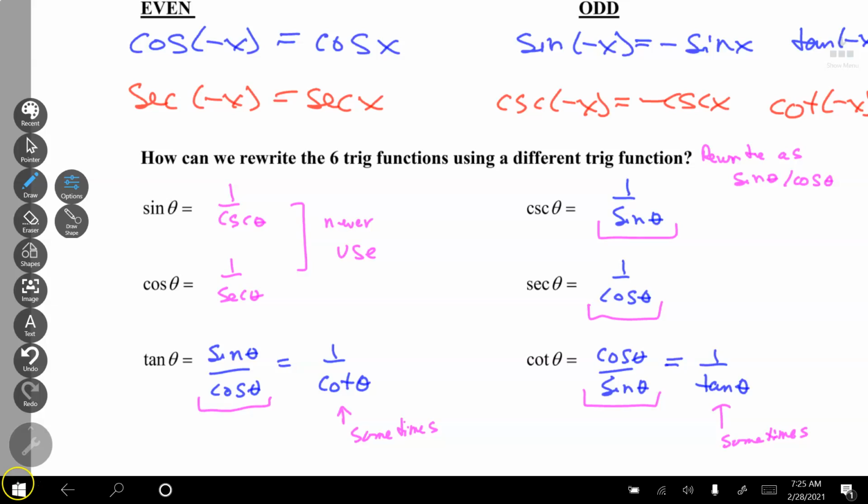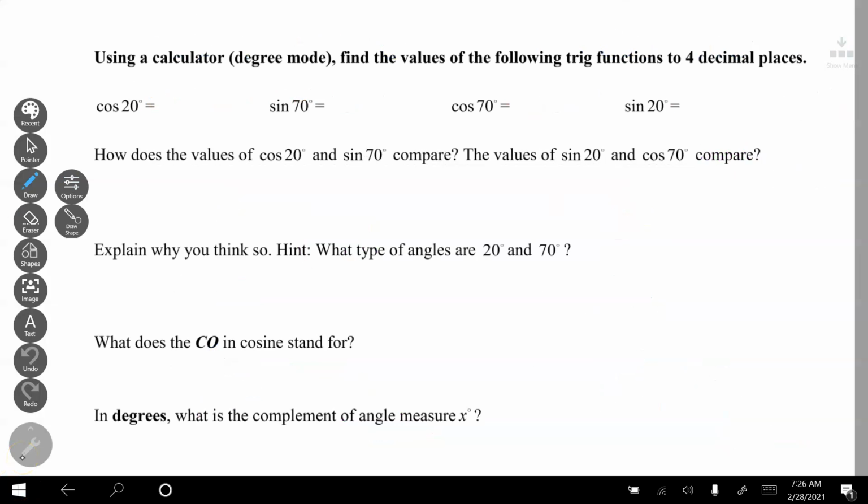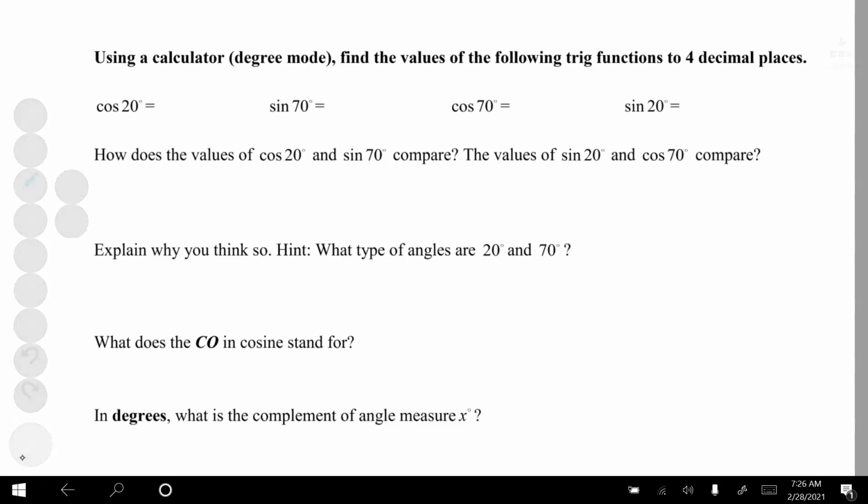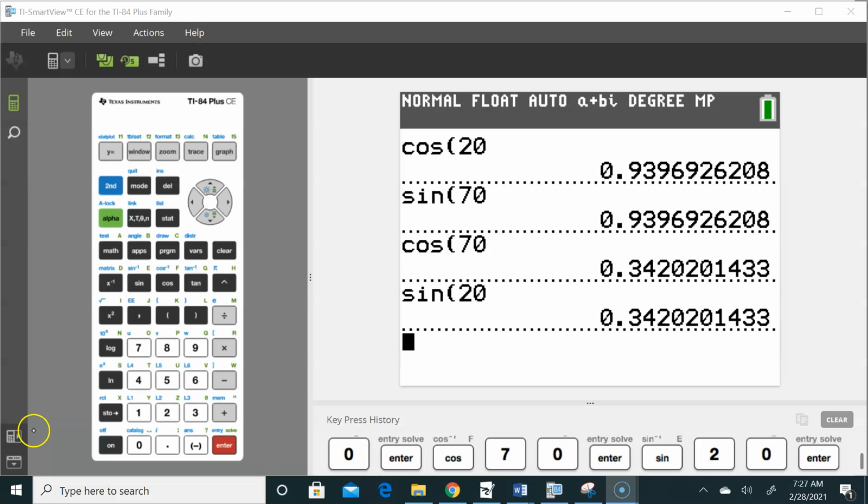sine and cosine. So I'm going to use my calculator for this next problem, where I'm going to type in cosine of 20, sine of 70, cosine of 70, sine of 20, and see what happens when I get those results on my calculator. Make sure you're in degree mode on your calculator. So you can see I typed in all four of these into my calculator, and I see a nice little pattern here. I see that cosine of 20 and sine of 70 are the same result, and cosine of 70 and sine of 20 are the same result. And there is a reason why this happens.